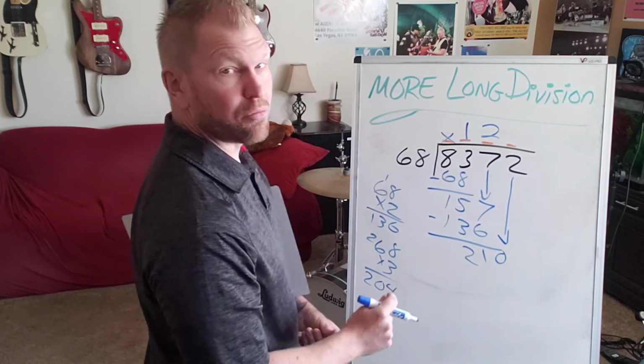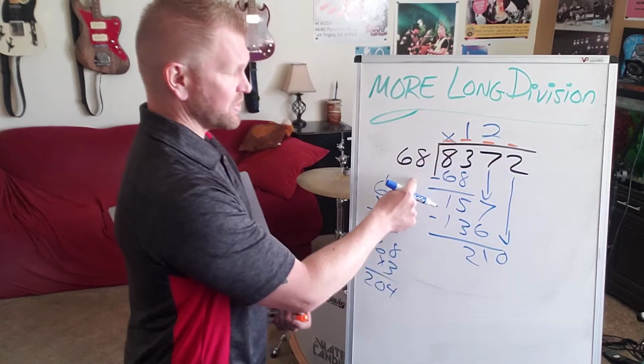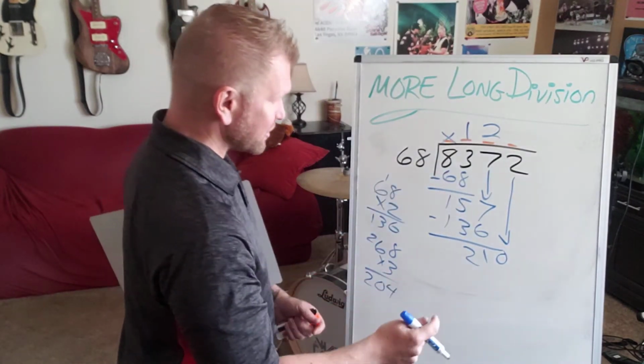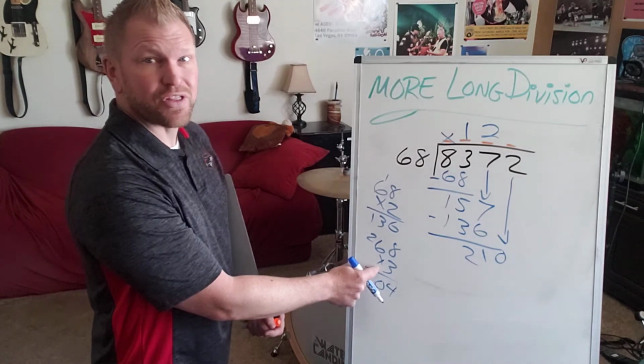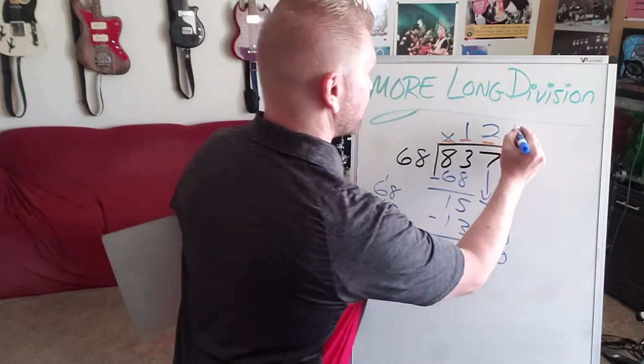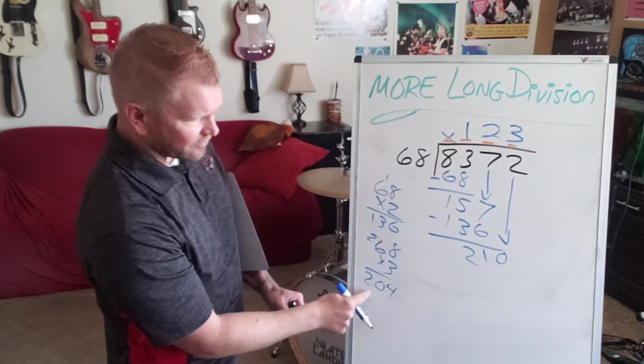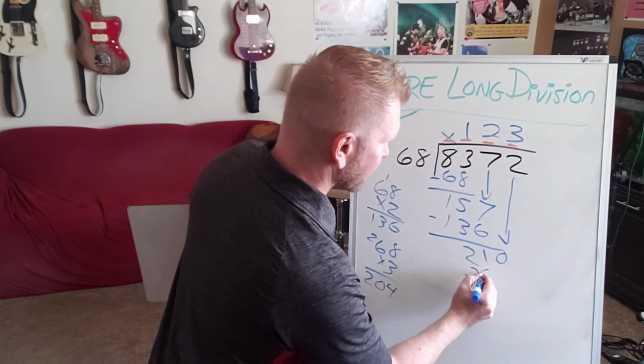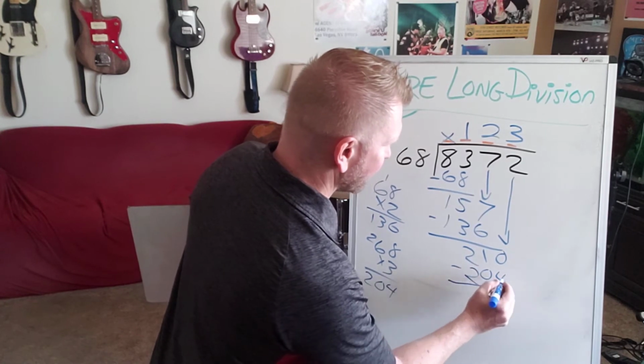Now I've got to figure out one more blank. What number times 68 gets me close to 210? Check this out. Even though 3 was the wrong guess for the last blank, this is pretty close. That's the right guess this time. So this is going to be a 3 right there. 3 times 68, I've already got the answer. It's 204. And now I can subtract to find our remainder.